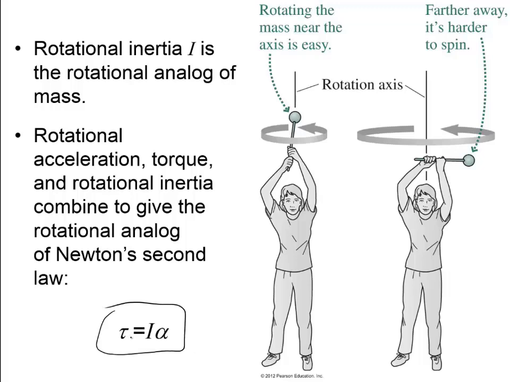The net torque on an object is equal to the rotational inertia times alpha. So this looks like F net is equal to m times linear acceleration. That's the linear analog for this equation. F is analogous to torque, m is analogous to rotational inertia, and a is analogous to alpha.